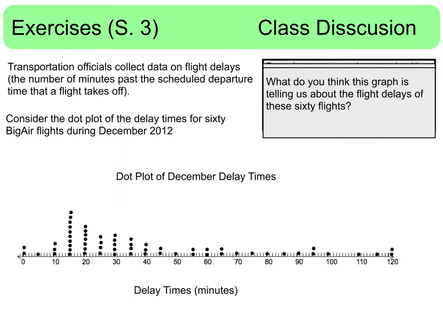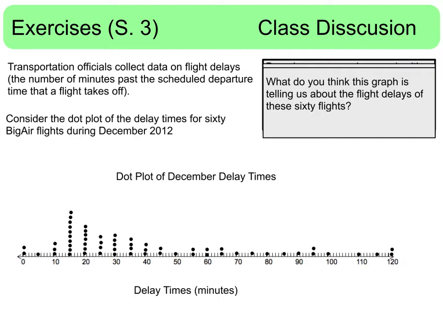So in exercise number 3, the teacher is going to have a class discussion, trying to get the students to talk about what they see, what they observe, and what they think is going on. Here we apply a scenario to this dot plot. It says transportation officials collect data on flight delays based on the number of minutes past the scheduled departure time that the flight takes off.